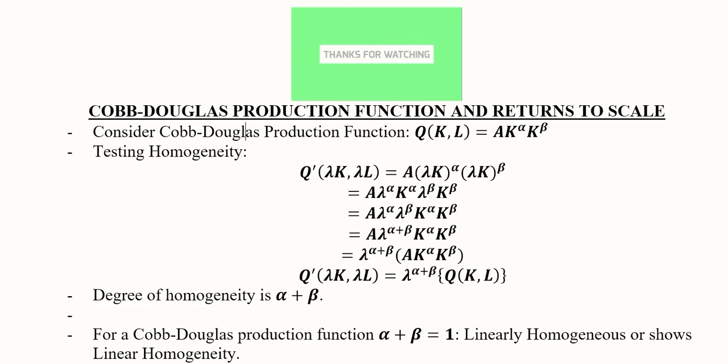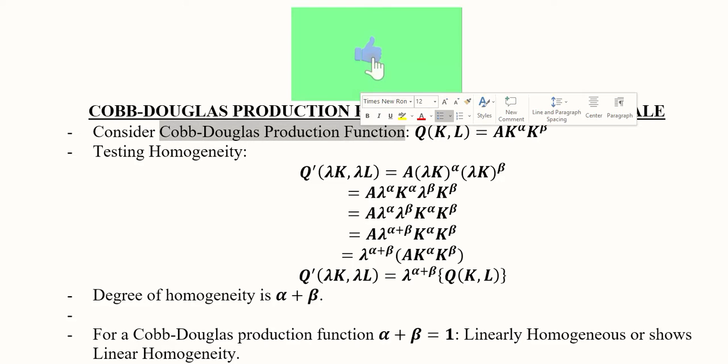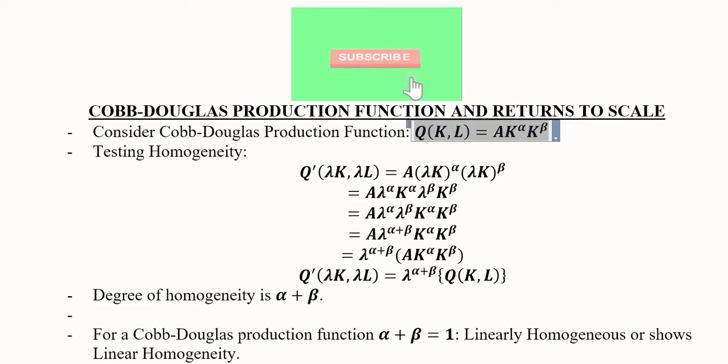Hi there, in this video we will do the returns to scale analysis of a Cobb-Douglas production function, and for that we will use the virtue of homogeneity of a given function. So let's get started. We have Cobb-Douglas production function. We know that it is specified like this.